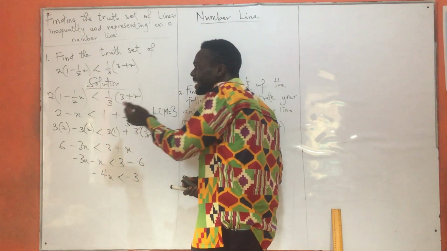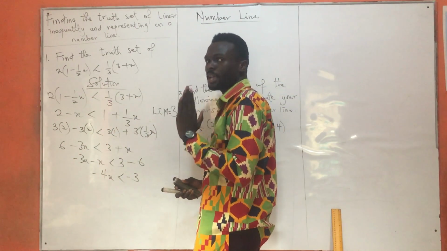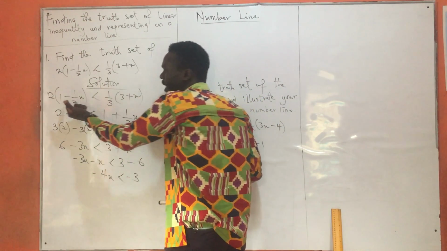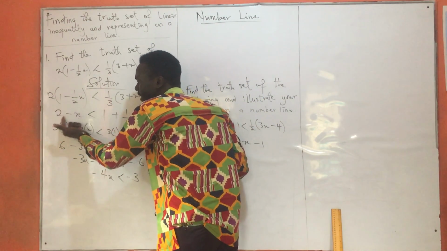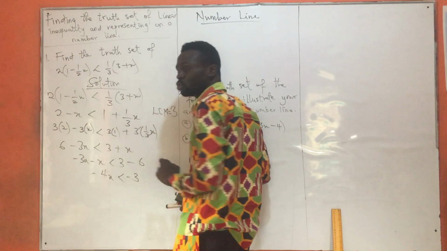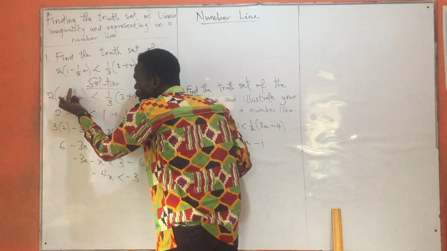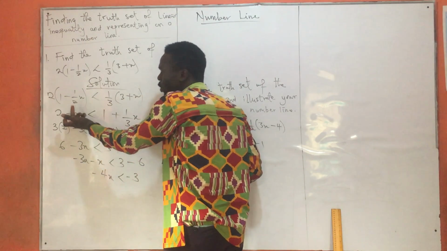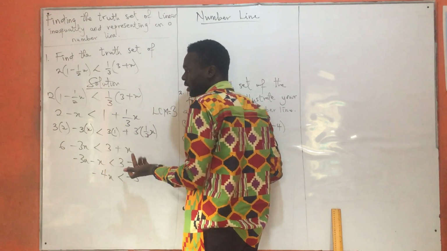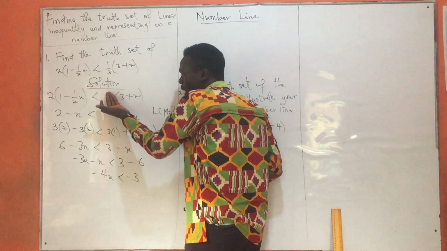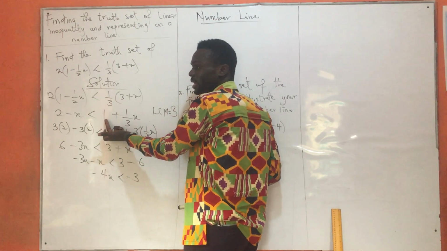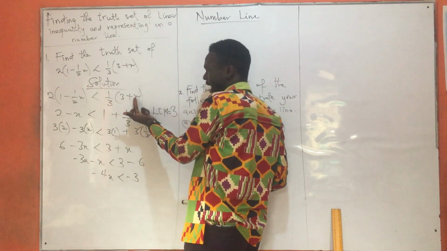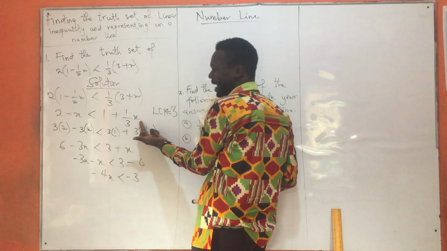So we decided to expand the bracket first. Expanding the bracket, this will multiply this, giving you this, because 2 times 1 is 2. Then this will also multiply this, giving you negative x, because the 2 will cancel out. The same thing here, 1/3 times 3 is 1, and 1/3 times x will give you 1/3 x.